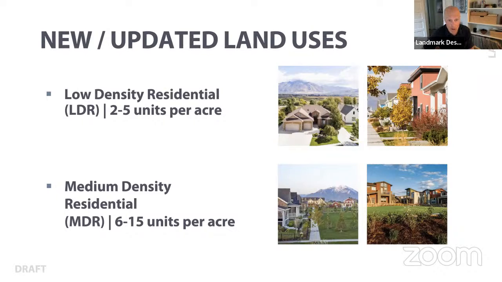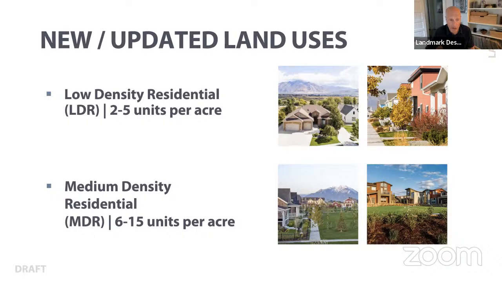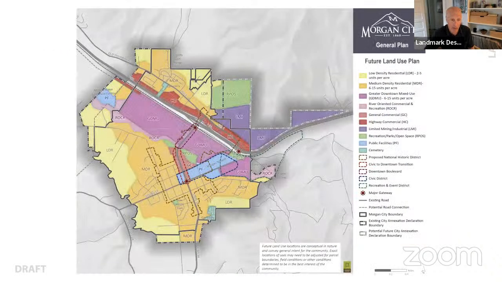The low density residential, in the context of today, is from about 2 to 5 units per acre. That, as you can see on the map, is those light yellow areas along the edges of the community. We then have the medium density residential, which is obviously a significantly higher density, 6 to 15 units per acre. The images here show examples of what that could look like. And you can see again that this is primarily in between those light yellow areas on the edges and the core of the town.